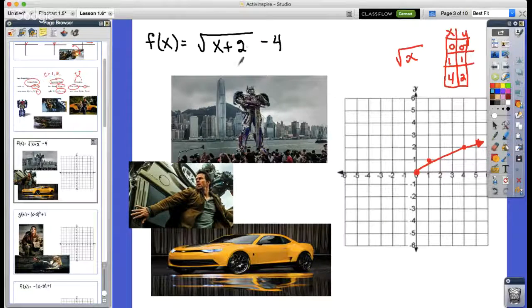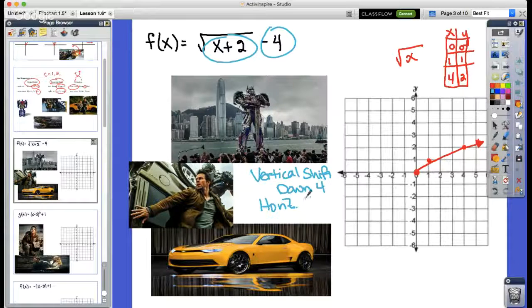But what happens is now we have transformations. This is -4, since it's on the outside, it goes up and down. So what we're going to say is this is going to be a vertical shift down 4, right? Okay, so we got that there. The x plus 2 is a horizontal shift. So we're going to say horizontal shift.